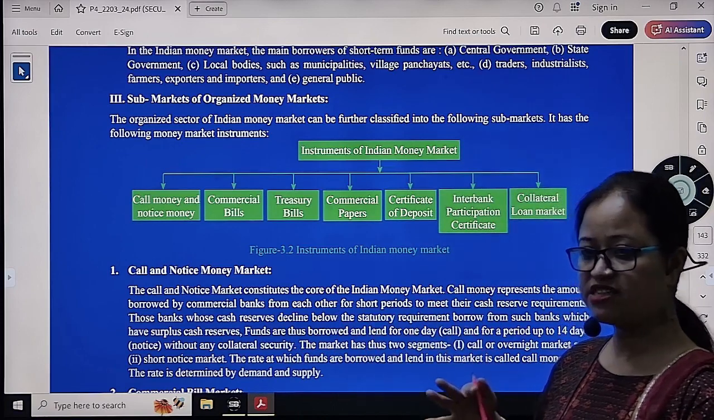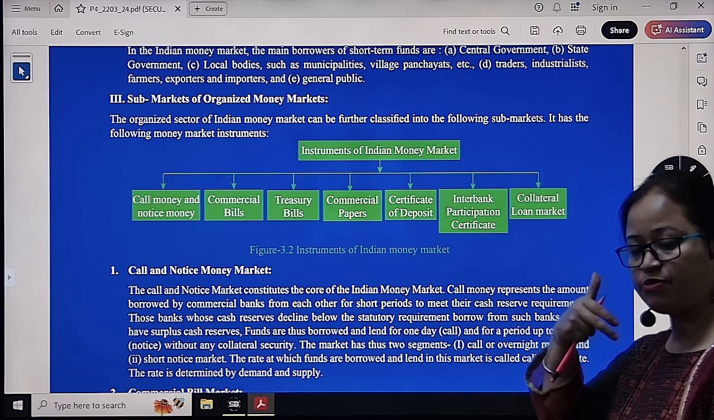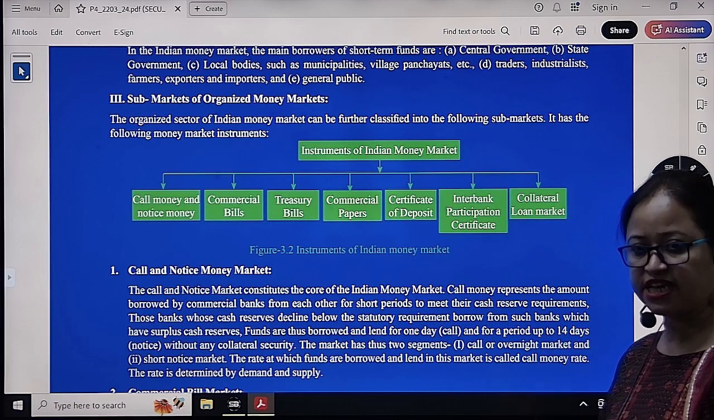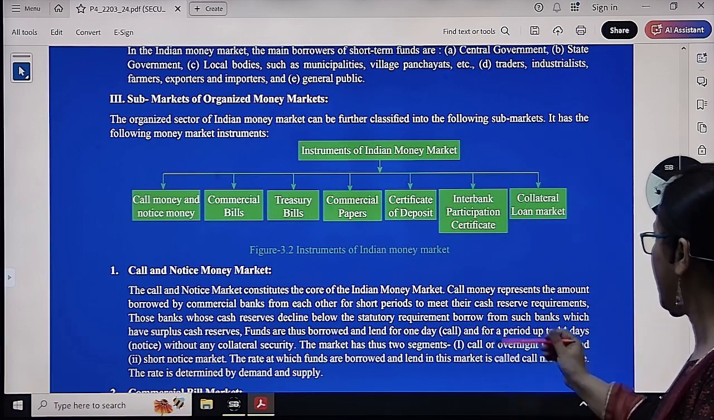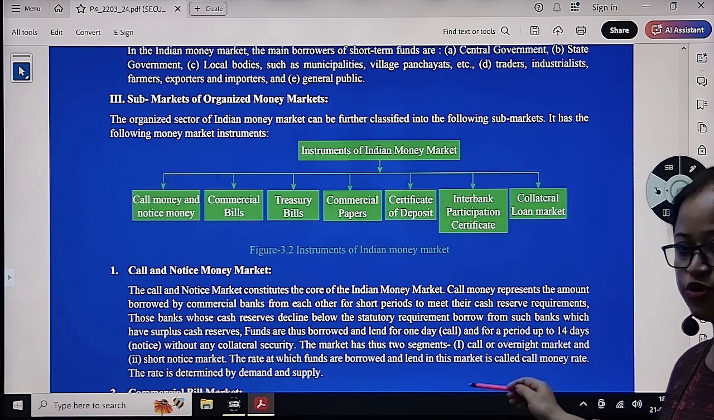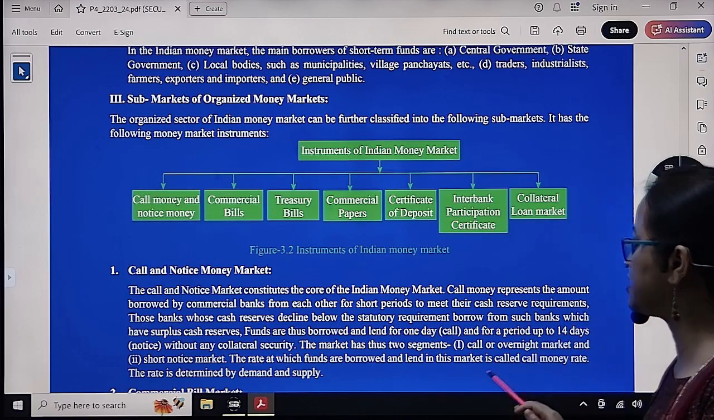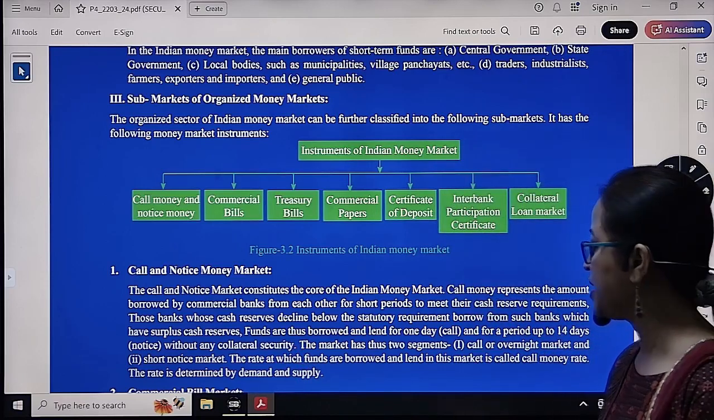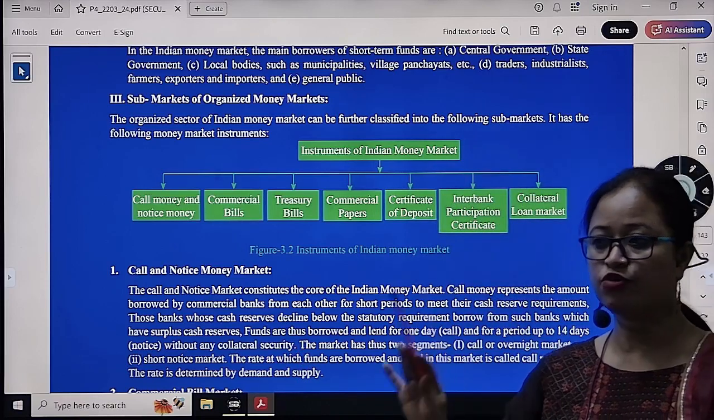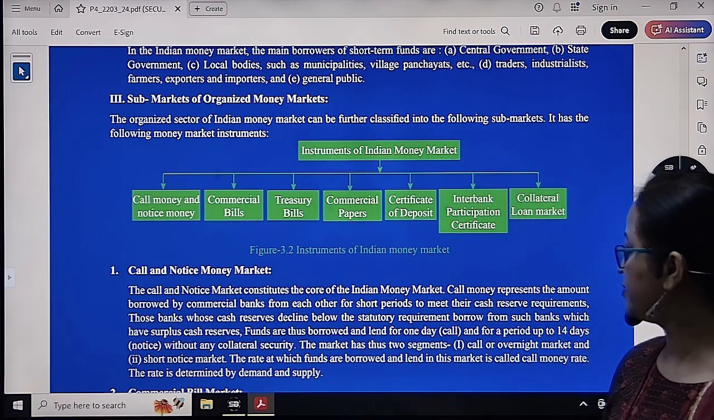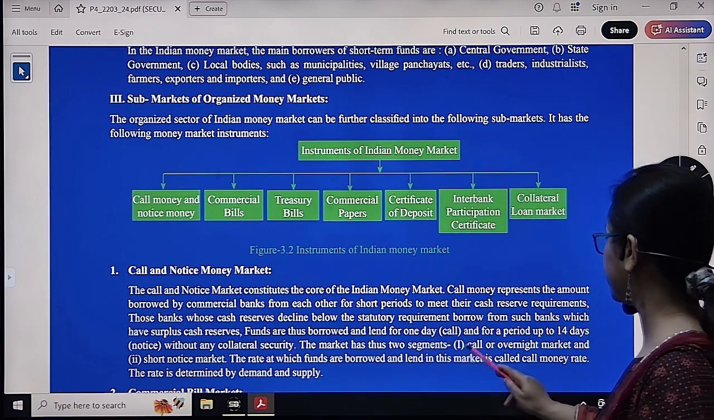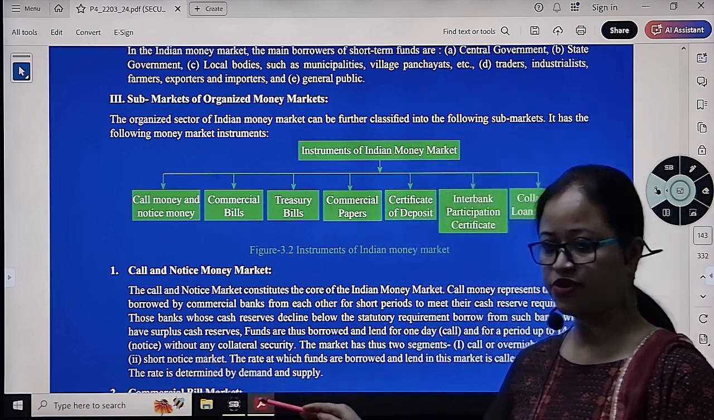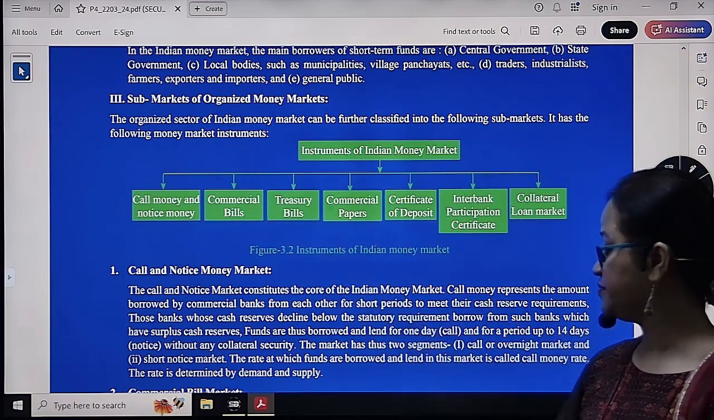So why it's called call money, like maybe over a telephone or by giving email for 1 day, and if it's a holiday in between then it may be 2-3 days also, and for a period up to 14 days. So you can see 1 day and up to 14 days notice without any collateral security. So no collateral security is given, and one commercial bank is taking loan from another commercial bank. So the market has thus two segments: call or overnight market and short notice market. Okay, so up to 14 days. So that's why short notice market.